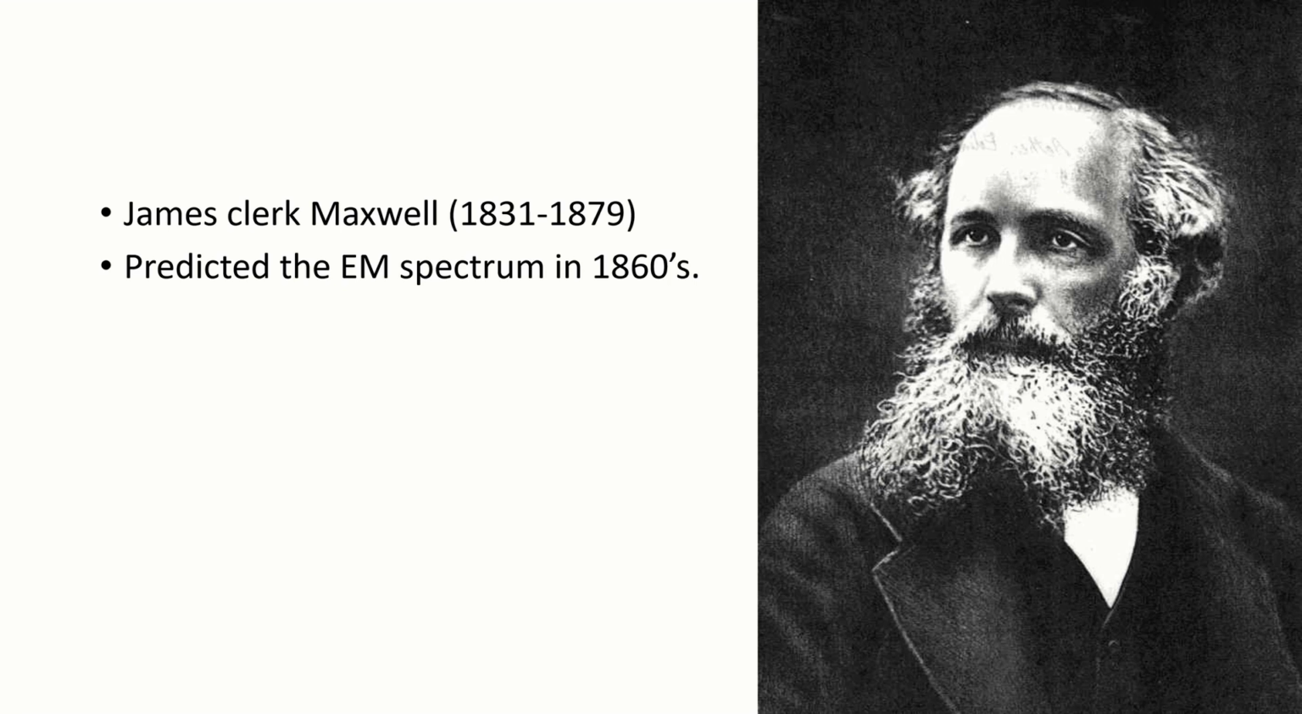James Clerk Maxwell predicted the electromagnetic spectrum in the 1860s. He produced a series of equations that show how magnetic fields and electric fields interact with each other. He showed that they should produce electromagnetic waves that would travel at 3 times 10 to the power of 8 meters per second. At the time he noticed that this was eerily similar to the speed of light, and he thought it was too much of a coincidence that light should travel at that speed, and that these electromagnetic waves would also travel at that speed. He therefore concluded that light was an electromagnetic wave.